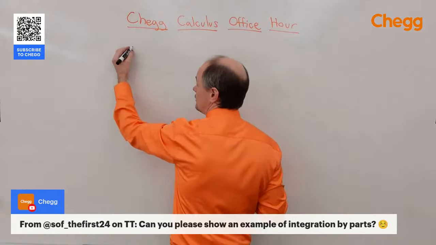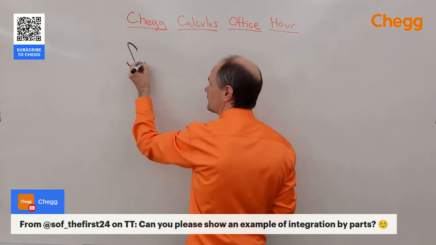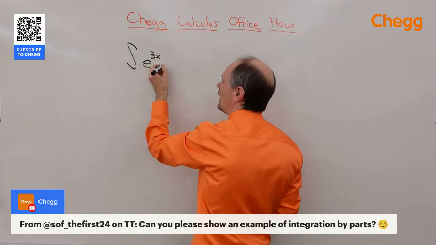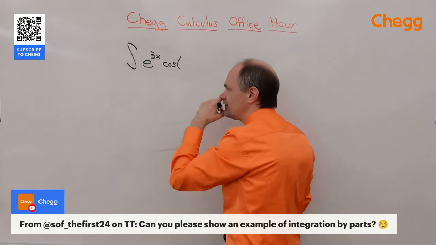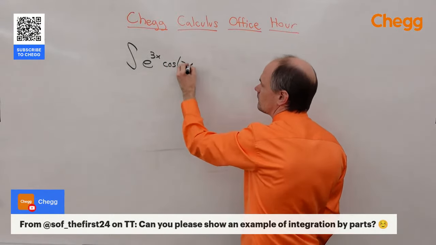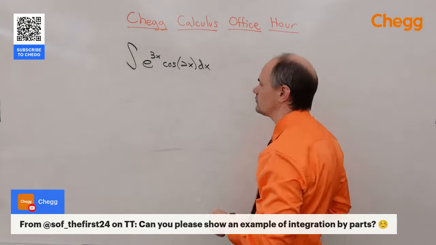Let's do some integration by parts. Let's integrate e to the 3x times the cosine of 2x dx. Let's see if that gets too crazy.